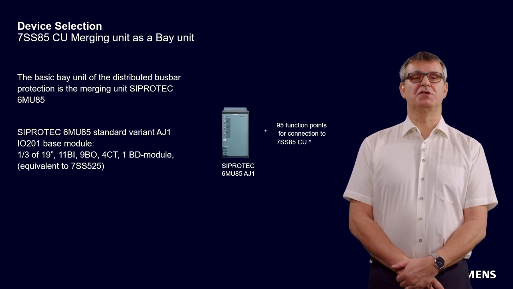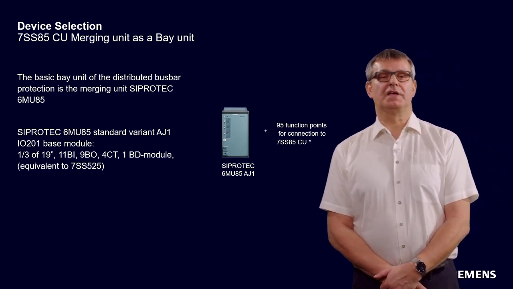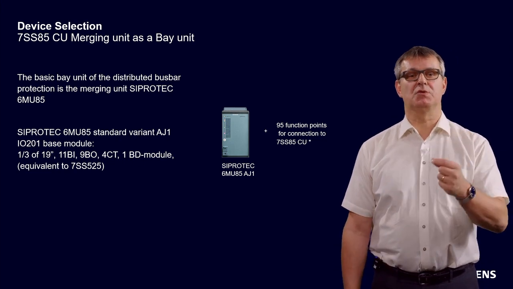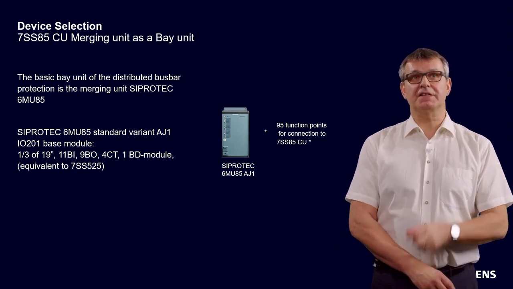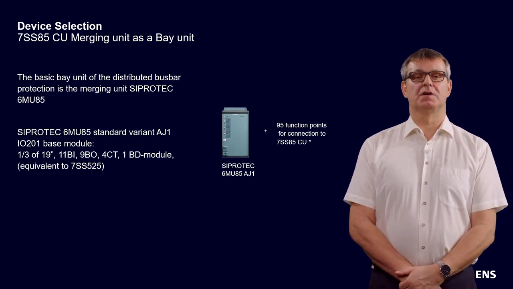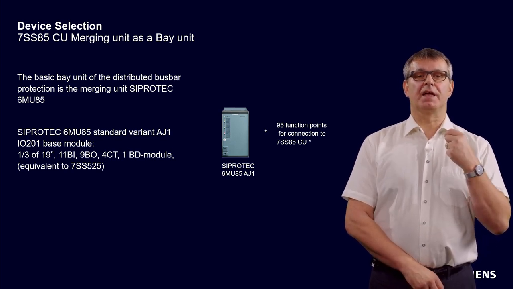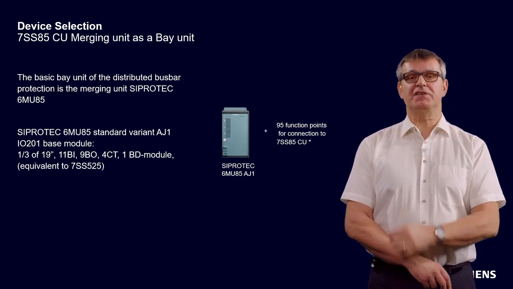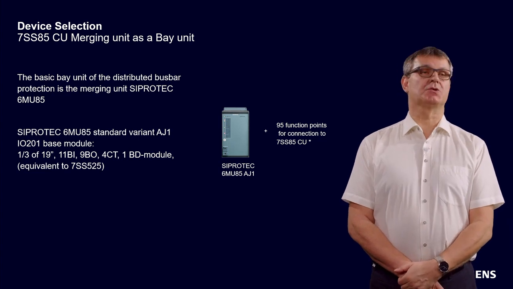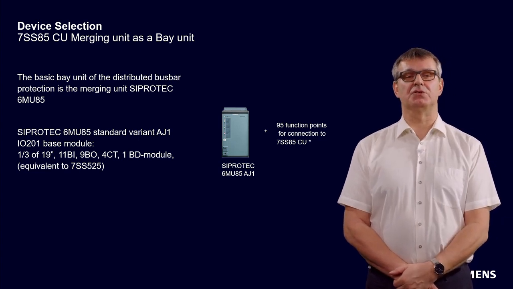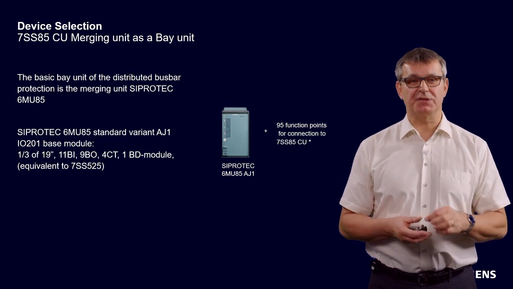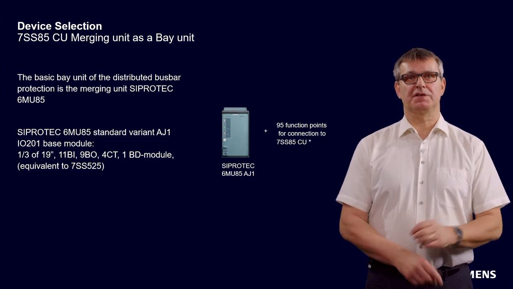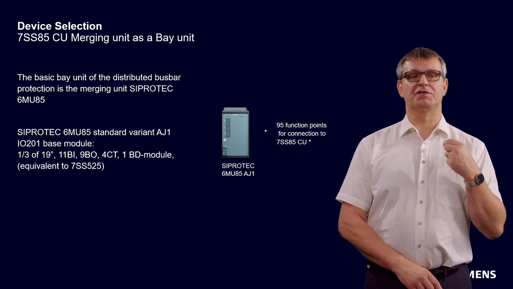Here it's maybe easier if you are used to configuring a busbar protection system with a 7SS52. You can take the following approach. You select a 6MU85 in the hardware standard variant HA1, and then you add 95 additional function points for the connection to the 7SS85 CU. And this device configuration is very similar to the small Bay unit of the 7SS52, the 7SS525.